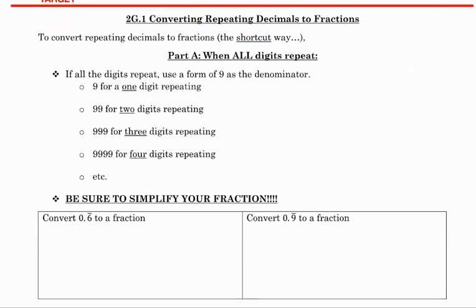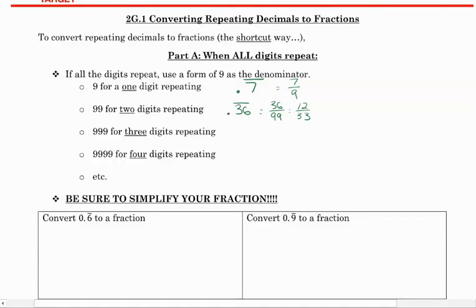So if you have one digit repeating, such as 0.7 repeating, 0.77777, so on and so on, you would have 1 nine in the denominator, so 7 over 9. If I had two digits repeating, something like 0.36363636, that would be over 2 nines, so 36 over 99. And then, of course, we would want to reduce that. So I know that those are both divisible by 3. So that would give me 12 over 33.